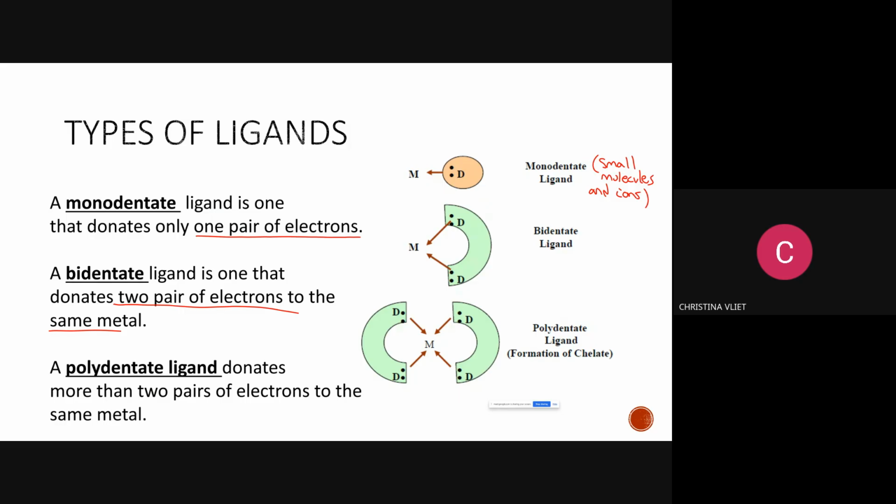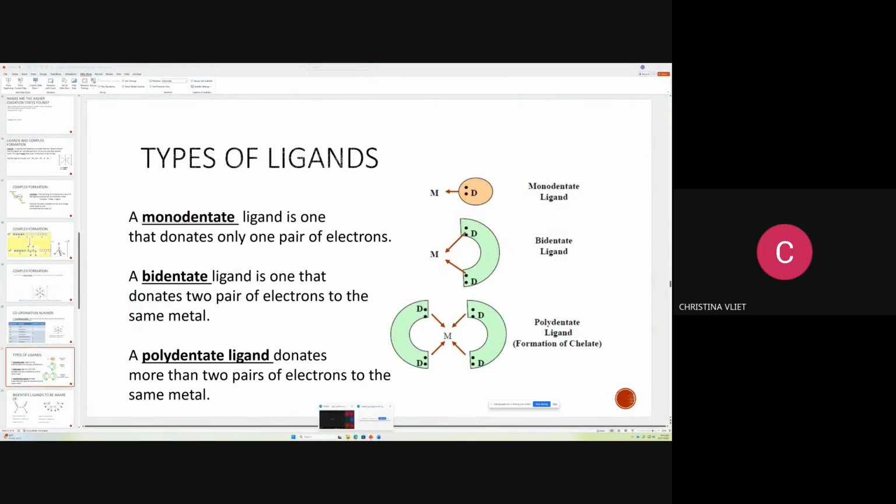And then a polydentate is a ligand that donates more than 2 pairs. The only one you are responsible for memorizing is EDTA, which donates, I believe, 6 pairs of electrons. So a polydentate ligand donates more than 2 pairs of electrons to the same metal. There's a very interesting polydentate ligand that exists in biology. I'm going to go ahead and pull it up.